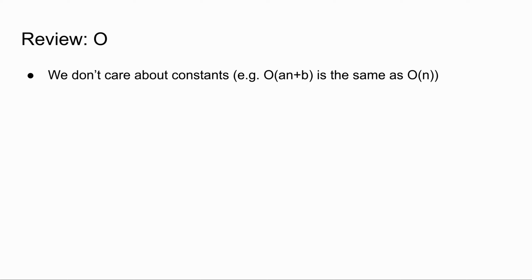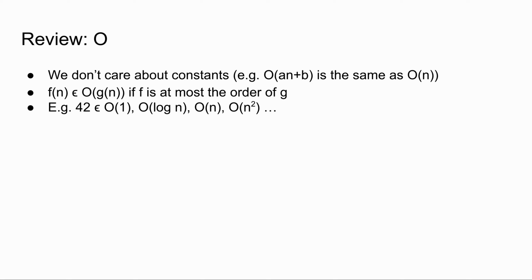Now for some more review. Recall that because we were interested in asymptotic behavior, we can ignore constants, so for example, big O of an plus b is the same as big O of n. We can say that f of n is in big O of g of n if f is at most the order of g. And, for an example, 42 is in big O of 1, big O of log n, big O of n, and big O of n squared.